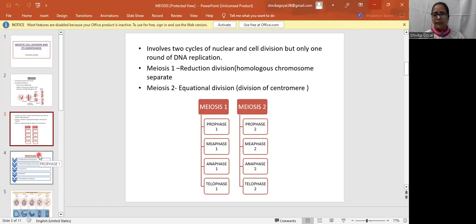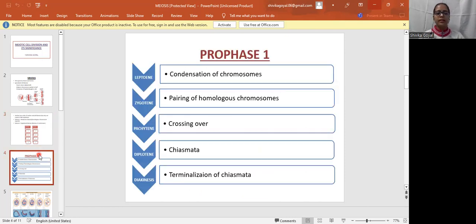And if we look deep into meiosis 1, the first one is prophase 1. This prophase 1 has various substages like leptotene, zygotene, pachytene, diplotene, and diakinesis. Let us first have an overview of all these stages and then we will learn about all these substages of prophase 1 with the help of a diagram.